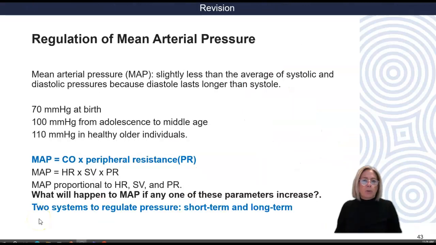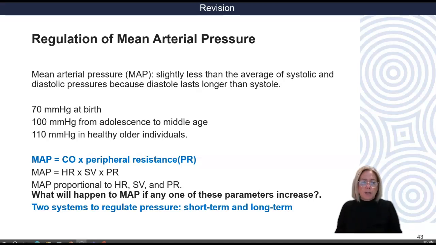Okay, so that was just about blood flow. Now let's do a quick revision of mean arterial pressure or blood pressure, and then we're going to talk about how it's regulated. So remember, mean arterial pressure is slightly less than the average of the systolic and the diastolic pressures because diastole lasts longer than systole. And I've mentioned that a few times now.